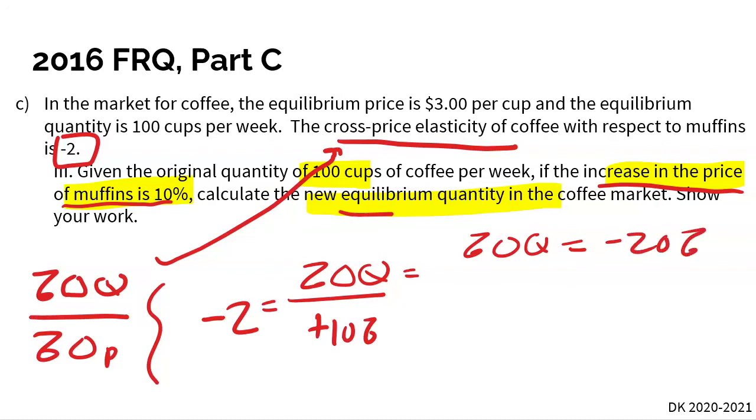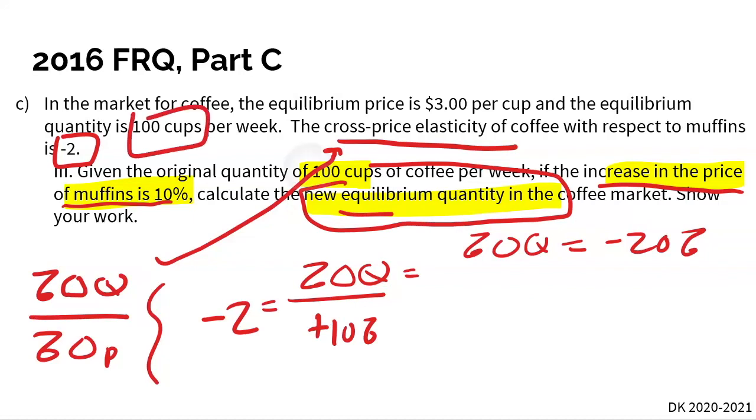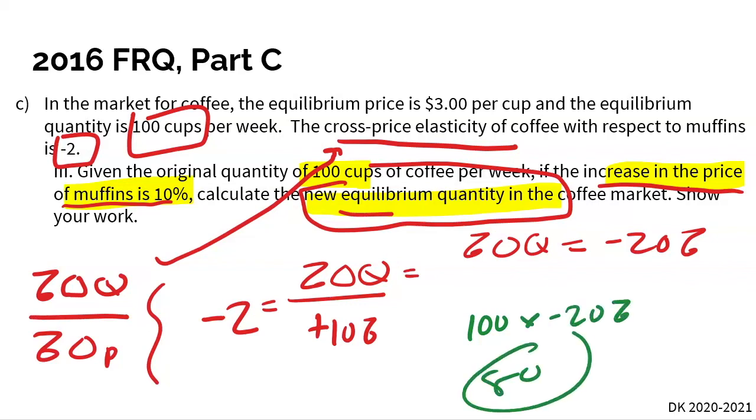But again, that does not answer the question. The question is asking, what is the new equilibrium of coffee? Well, if the original equilibrium was 100 cups per week, we just have to take 100 reduced by 20%, which gets us to 80. So the new equilibrium quantity in the coffee market is 80 units of coffee here.